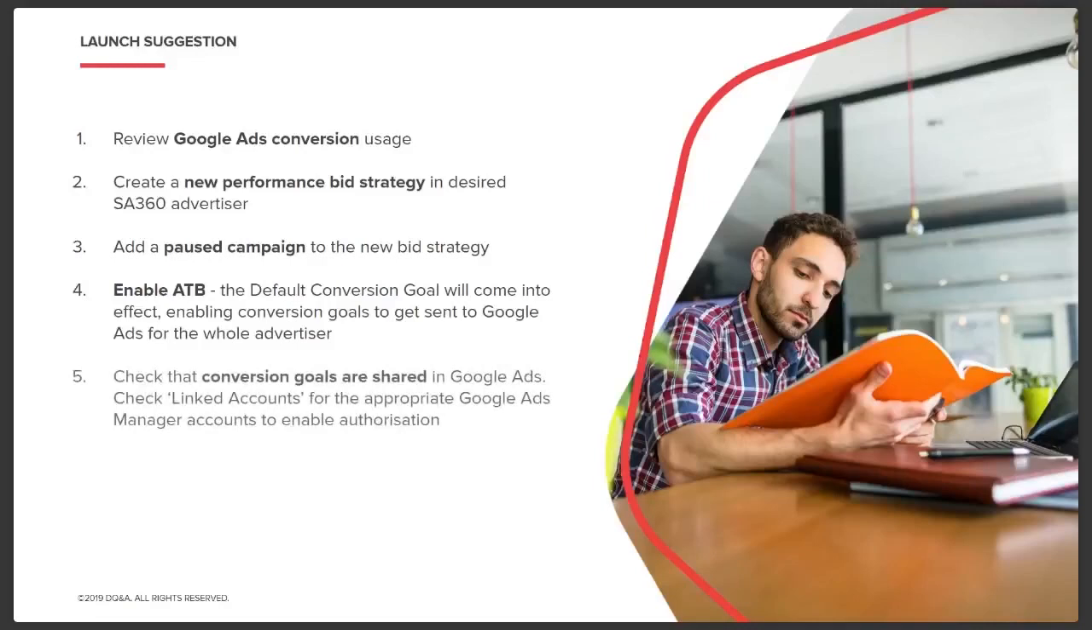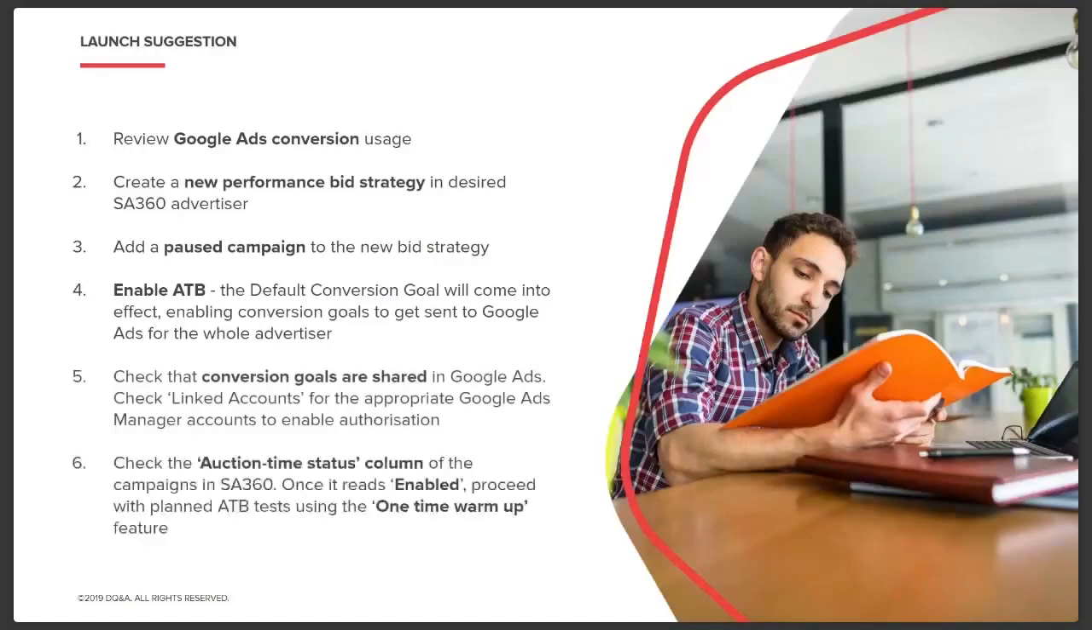Next, sense check that Google Ads is sharing floodlights with Search Ads 360. You can do this by navigating to linked accounts in Google Ads and enabling the authorization at the appropriate level. And finally, review the auction time status column of the campaigns in Search Ads 360. Once it says enabled, you can proceed with your ATB tests as planned, knowing that new ATB bid strategies will launch very quickly. So to sum up, these steps will set you up to launch auction time bidding bid strategies very quickly with the one-time warm-up feature enabled.